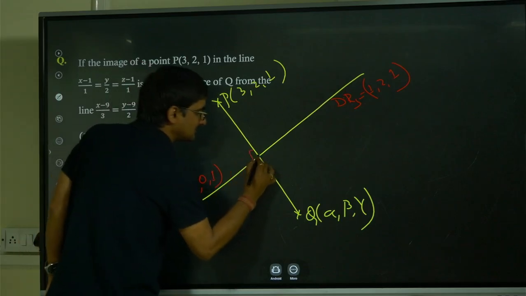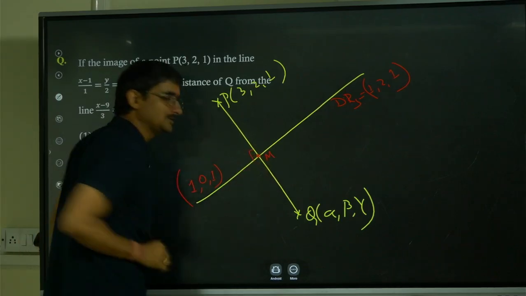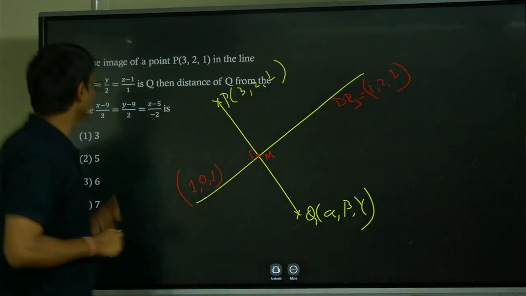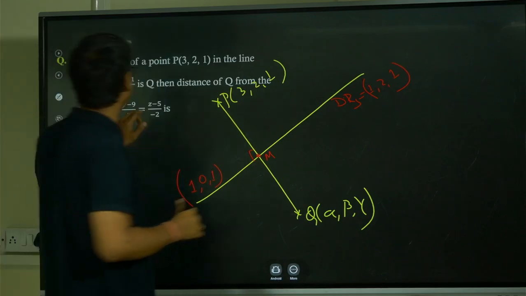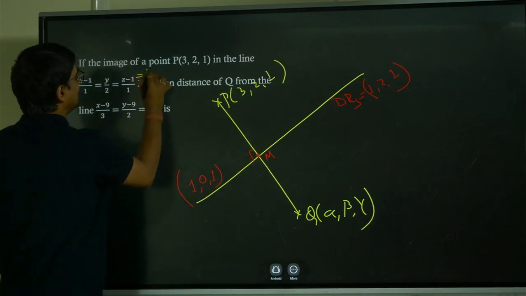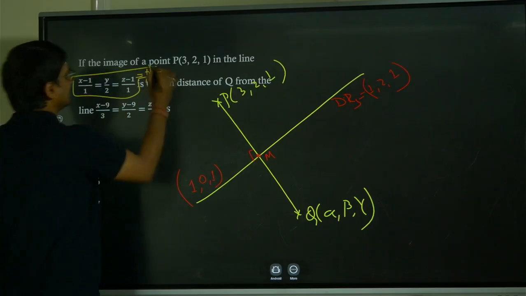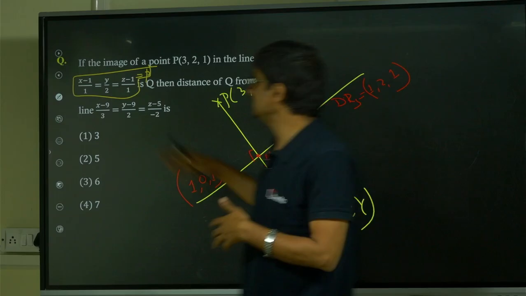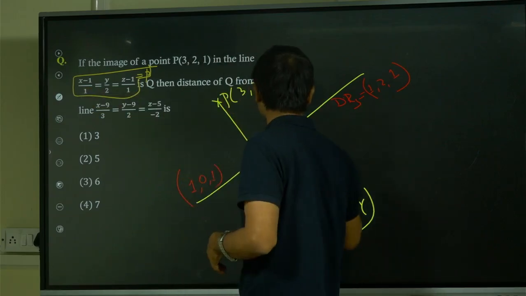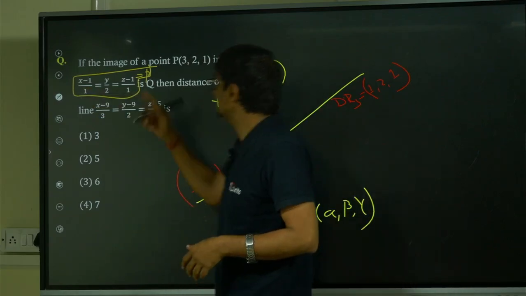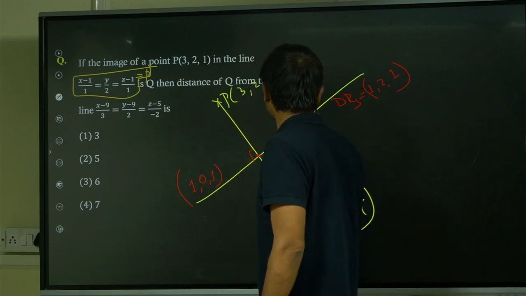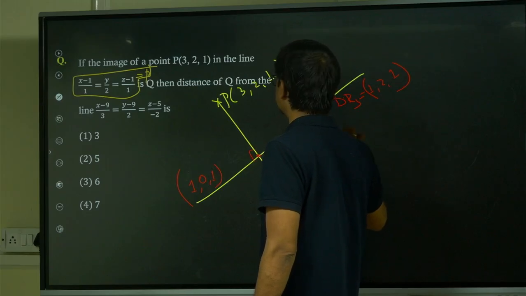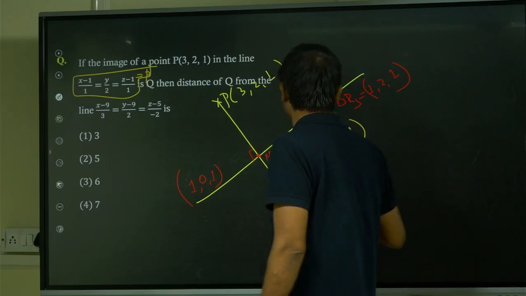See, this is M, which is the midpoint of P and Q, and M is the foot of perpendicular drawn from P. So what we can do, we can use this equation of line the way we use it. How? By assuming a point on the line. Equate all the ratios with p and get x, y, z in terms of p. So I can say let the point M be p plus 1 for the x coordinate, y coordinate is 2p, z coordinate is again p plus 1.